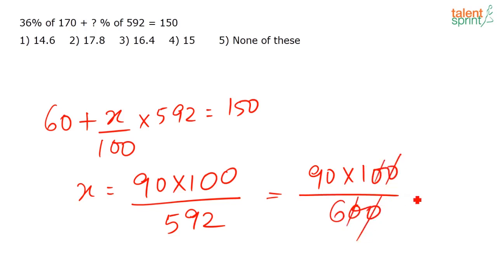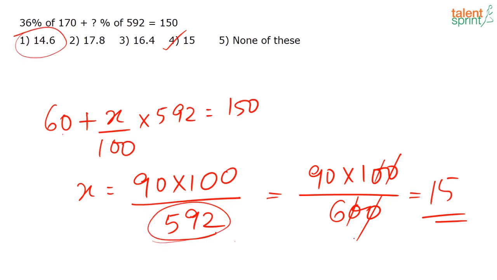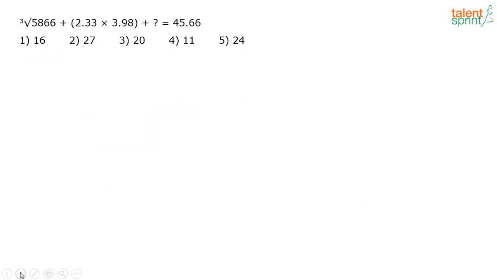So what do I get? 90 by 6, that is 15. Yeah, somebody has taken 590. Now I am stuck at percentage of 592. Yes, approximate that and take it as 600 and see. 15. We arrived at 15. So that's good to go. So let's look at the next question.